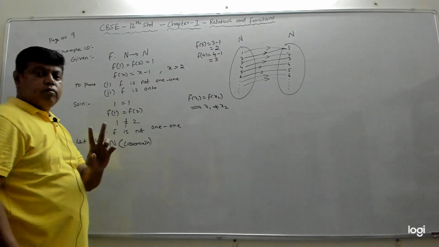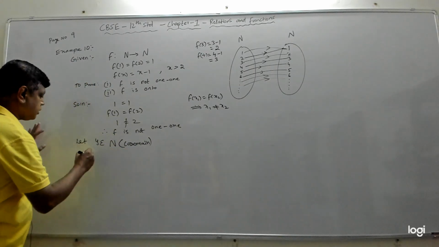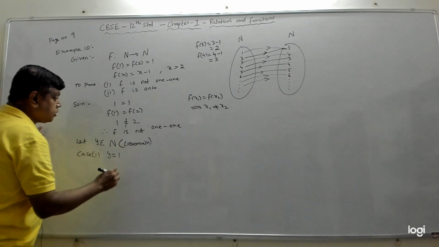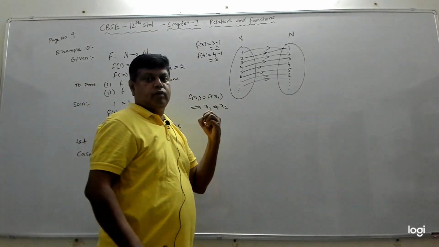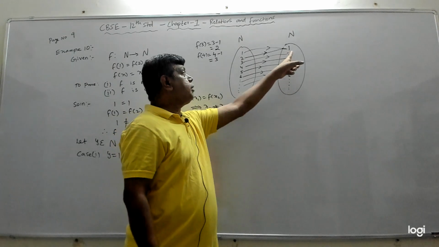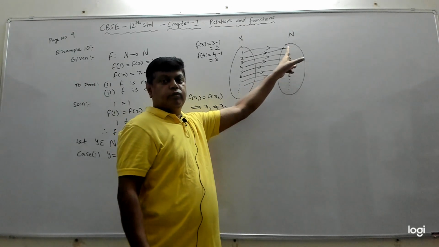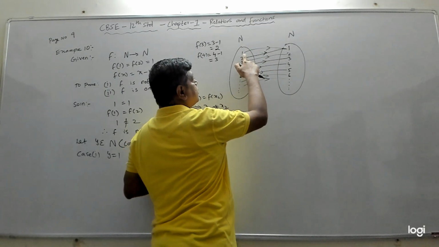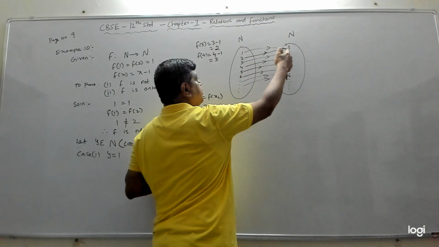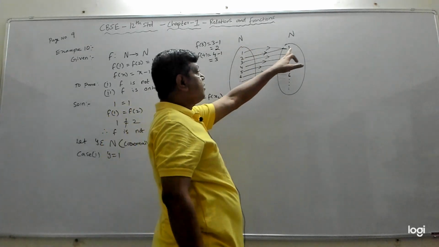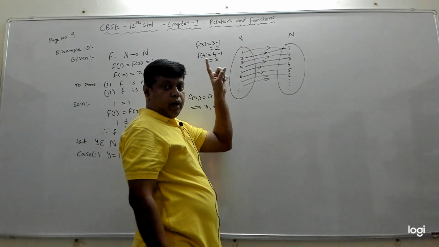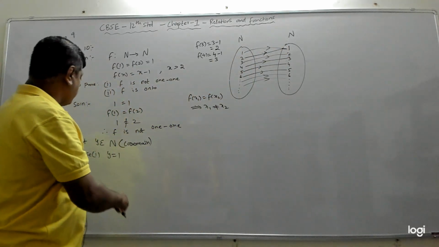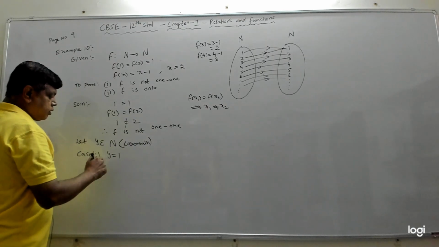Now that element can be of two types. Case 1: suppose this y is equal to 1, any element that I took from here. If that element is 1, then 1 definitely has an x here. 1 is an image of 1, 1 is also an image of 2, it can have many preimages. But at least I should be able to find one x such that this is the image of that x. So case 1 is y equal to 1.